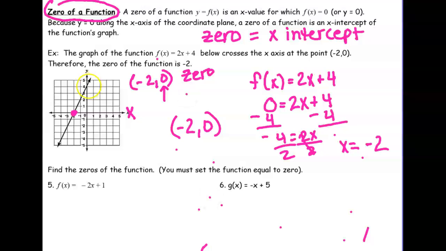Now the y-intercept we're going to talk about later, but the y-intercept would be right here where it crosses the y-axis, and that would be at 0, 1, 2, 3, 4. That would be at 0, 4.